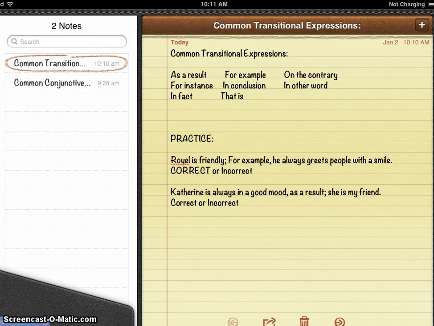Catherine is always in a good mood, as a result, she is my friend. This sentence structure is incorrect because there is a comma before the common transitional expression instead of a semicolon, so you need to flip-flop.